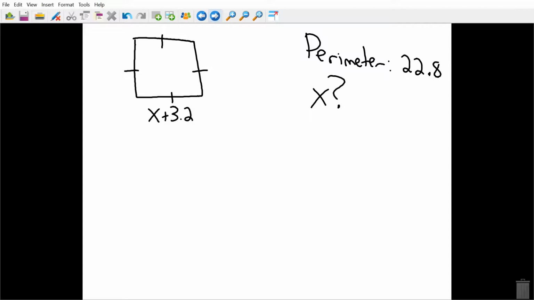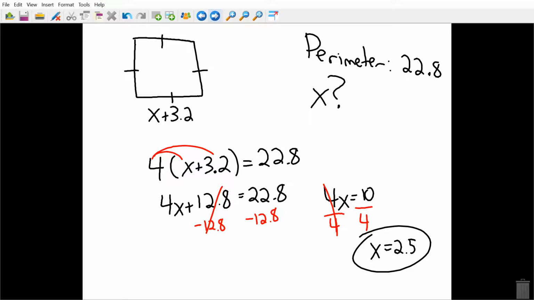The answer is 2.5. What we're looking for here is that there are 4 sides on a square that are equal. So (x + 3.2) times 4. Distribute that 4 to get rid of the brackets. Then we're going to minus 12.8 from both sides. Finally divide by 4, and we'll get x is 2.5. Next question.